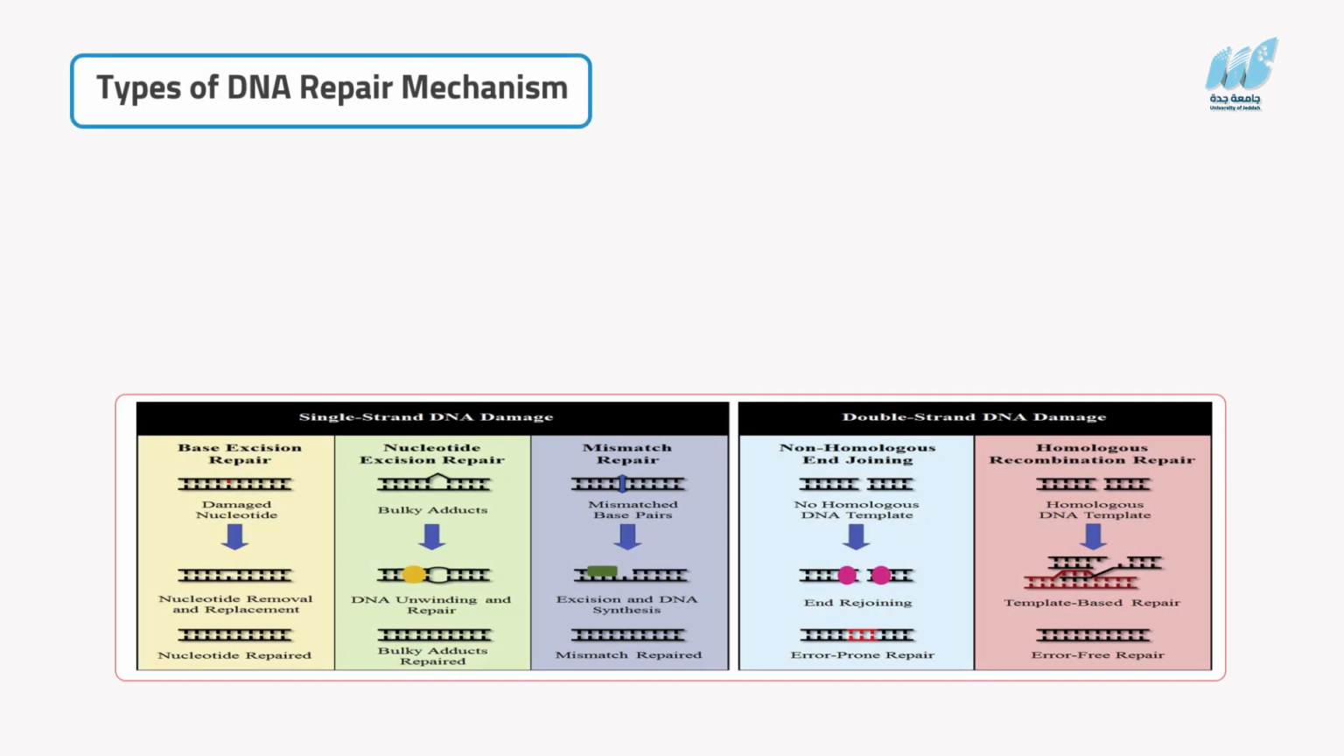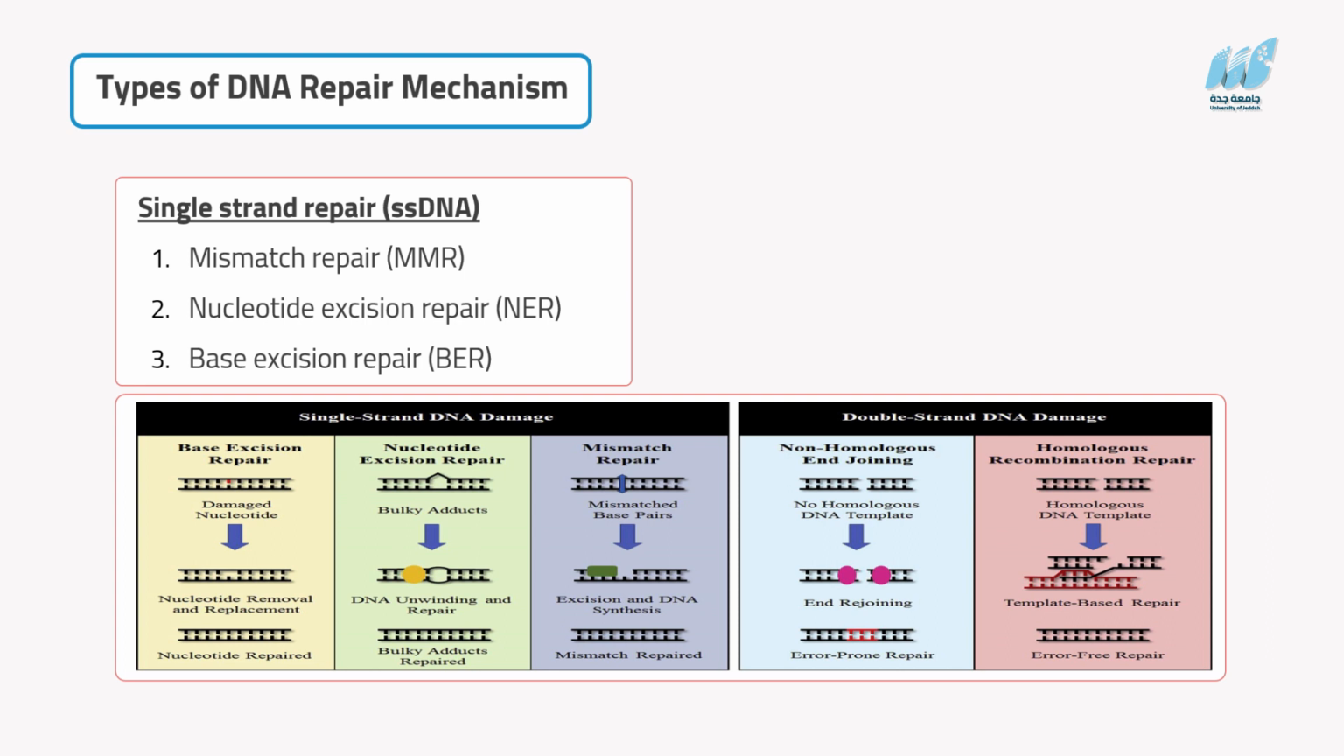So, DNA repair includes a wide range of processes. First of all, cells have to identify the type of DNA damage in order to introduce the correction that restores DNA to its original structure. If the damage is in a single strand, then there are three types of repairs. The first one is mismatch repair. The second one is nucleotide excision repair. The third one is base excision repair.